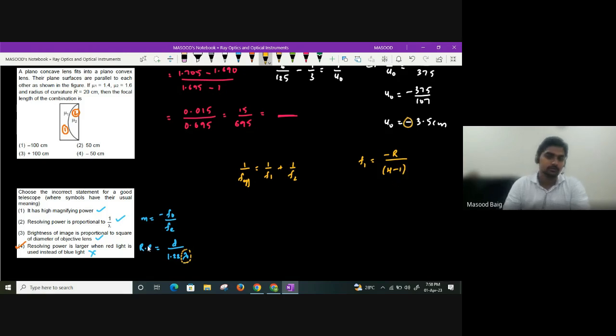Yes or no, all of you? So what is the radius of curvature here? R. The same radius of curvature it has. So directly you can take minus 20 divided by, what is the refractive index of the plano-concave lens? It is given as 1.4. 1.4 minus 1 you can take, which will be 0.4. So you can write it as 200 divided by 4, which is minus 50 centimeters. Is this part clear, everyone?